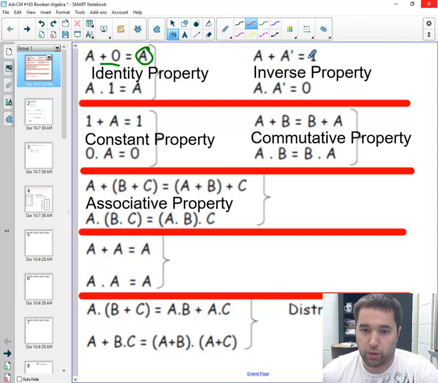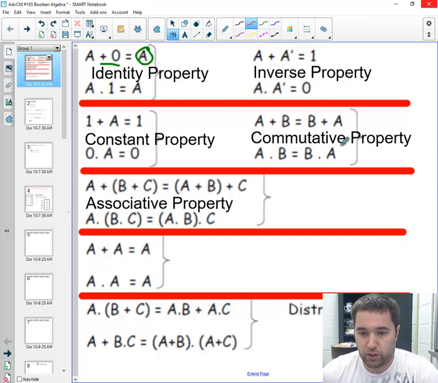1 plus 0 equals 1. The inverse property with multiplication, or the AND gate, just means it's always going to be 0 because you're going to have at least one 0. The constant property is basically the inverse of the identity property. If you add 1 to anything, it's always going to be 1. If you AND 0, you're always going to get 0.